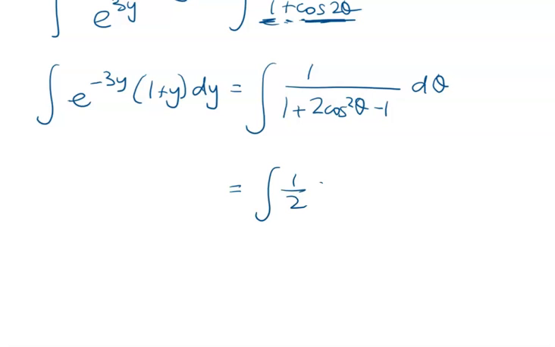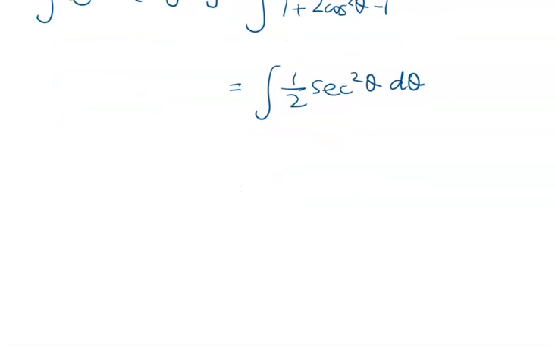Here we've got 1 half sec squared of theta d theta. Think back to your basic trig derivatives, and we know that tan theta differentiates to give us sec squared of theta. So on this side, we've got a half of tan theta plus c.